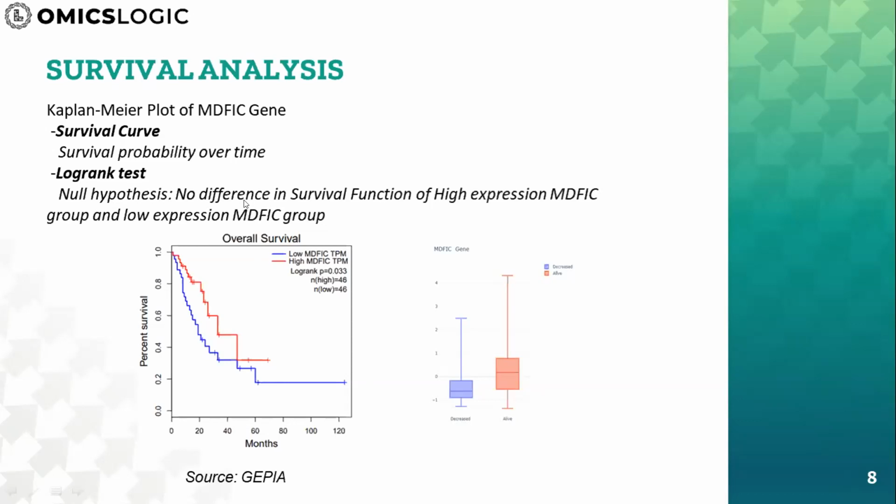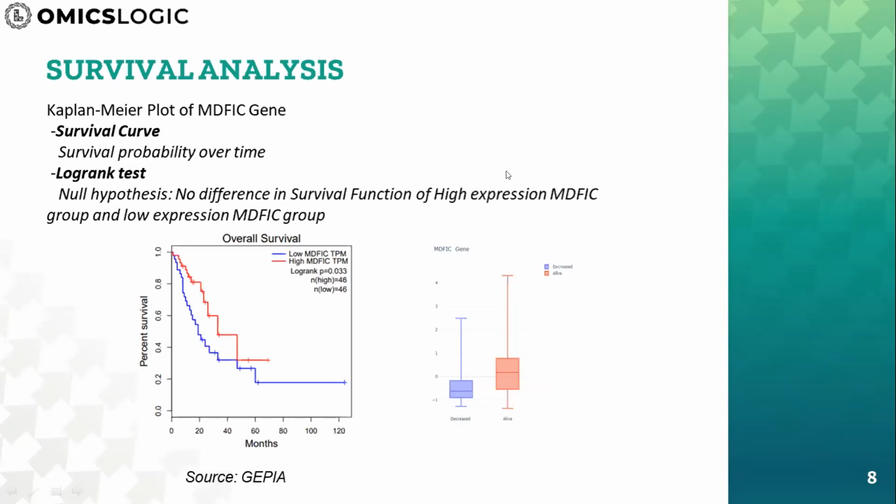Talking about the survival curve of the low MDF1C group, it is clearly evident that it is dropping significantly over time, while in the case of the high MDF1C group, it is not the case. But just looking at the curves, we cannot say anything confidently. And then the log rank test comes into play.